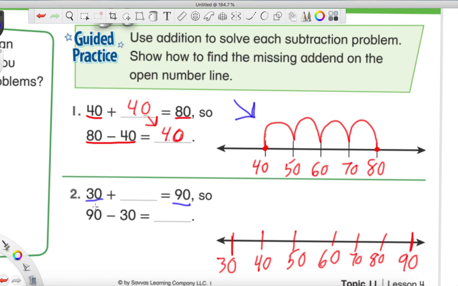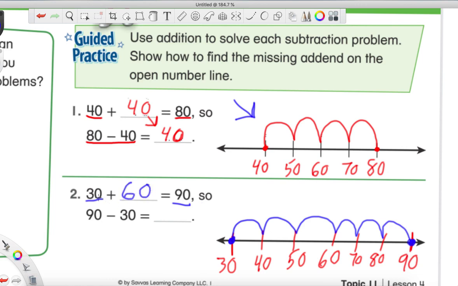So for figuring this out, we can use the addition to help us. So I put a little dot at 30, and that's my starting point. And I like to put a little dot at 90 because that's where I'm going to stop. And we're going to count the jumps. So 10, 20, 30, 40, 50, 60. So now we know that 30 plus 60 is 90.